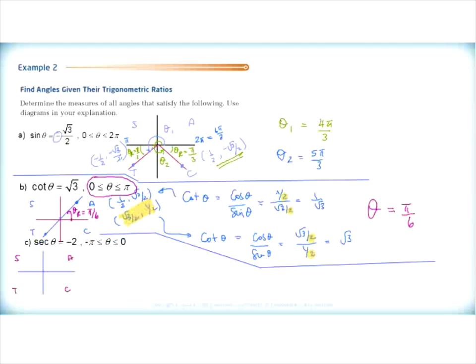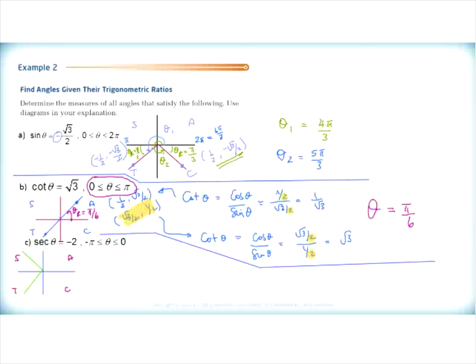Where is secant negative? Secant is negative in the same place that cosine is negative, because secant is the reciprocal of cosine. We know that cosine is positive in these two quadrants, so secant and cosine are both negative in these two quadrants. So I'm going to simply forget about my restricted domain at this point. I'm just going to draw two terminal arms in these quadrants. So between 0 and 2 pi, secant is negative in these two quadrants.